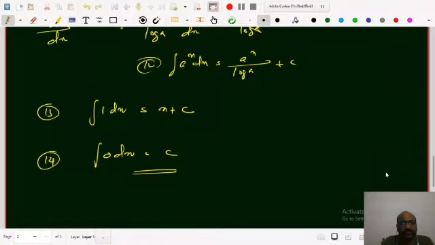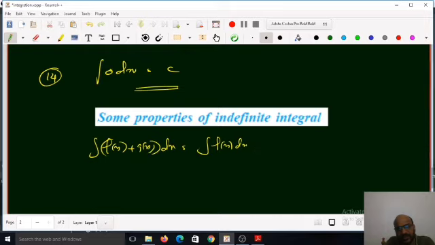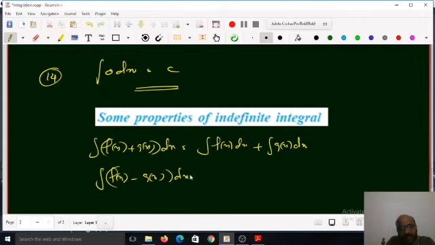Okay. Now we can study some standard properties of indefinite integral. Among that, first one is integration of f of x plus g of x dx. That is equal to integration of f of x dx plus integration of g of x dx. Just like differentiation of sum of two terms. And integration of f of x minus g of x dx is equal to integration of f of x dx minus integration of g of x dx.